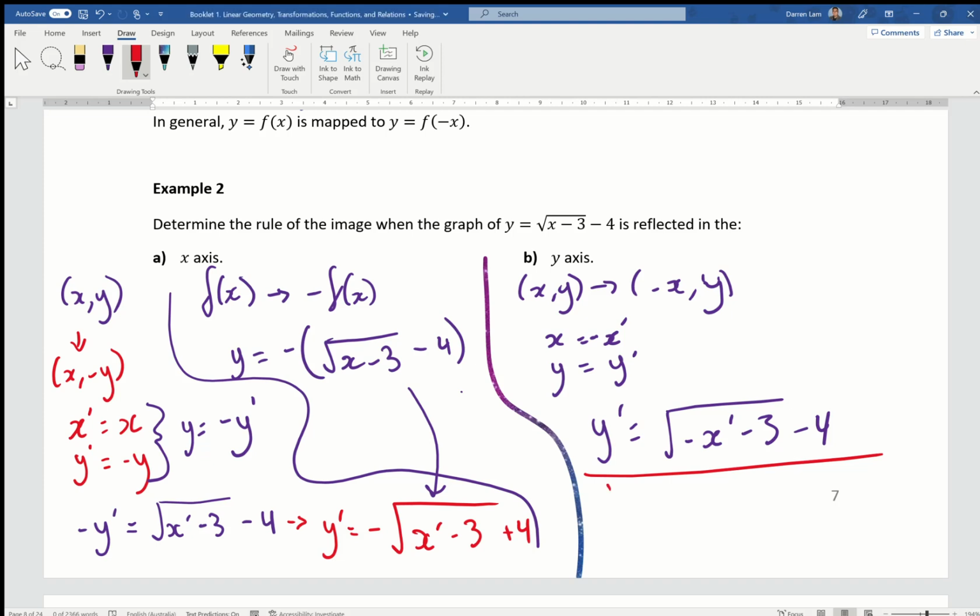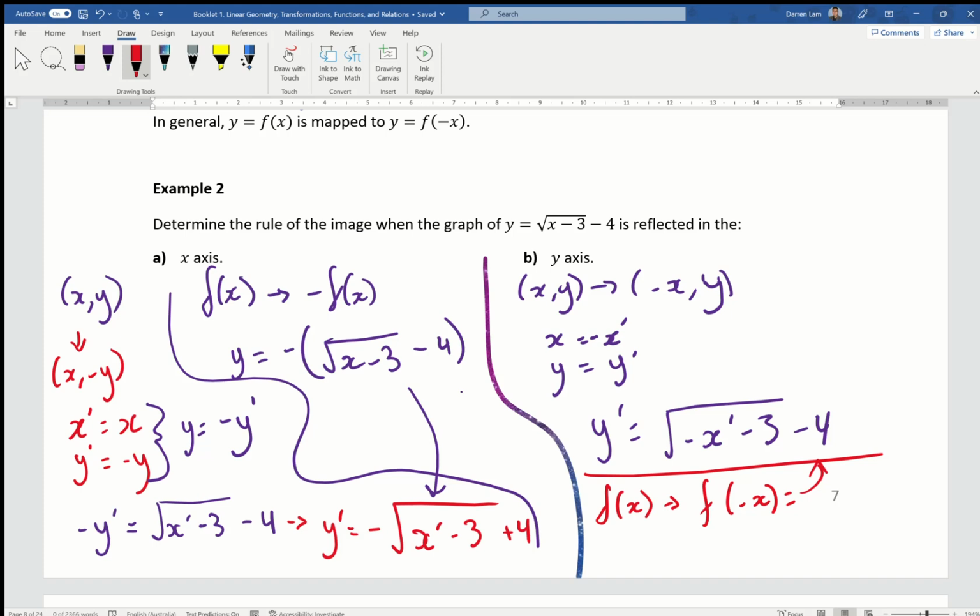Using our f of x method, f of x maps into f of negative x, which would get us the same answer anyway. Whichever one you're more comfortable with. If you're more comfortable with substitution of our coordinates, that's fine, you can do that. If you're more comfortable with our function notation, f of x, f of whatever it is, then you're welcome to do that as well.